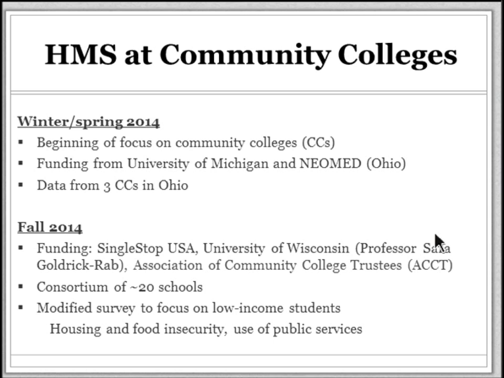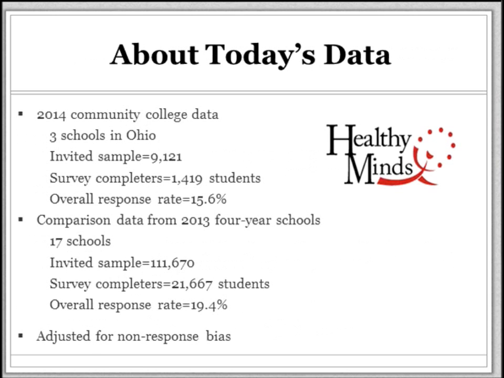And then in the fall, we're very excited because we're going to be launching a modified version of the Healthy Mind study at about 20 community colleges across the country with funding through Full Stop USA, University of Wisconsin. We're collaborating with a faculty member, Sarah Goldrick-Rabb, and the Association of Community College Trustees. That modified version has a special focus on low-income students. So we're looking at use of public services, including housing and food insecurity, and of course, how those relate to mental health and help-seeking behaviors in the community college populations.